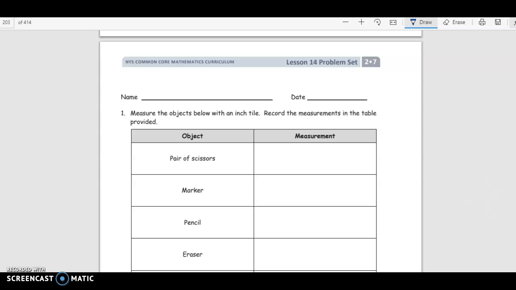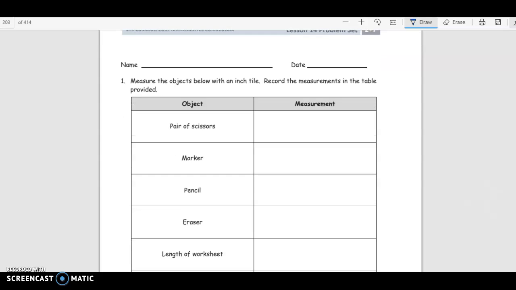Today we are on lesson 14 for math. We're getting into something new after our mid-module assessment. We're talking about measuring now. Okay, so it says measure the objects below with an inch tile. Record the measurements in the table provided.